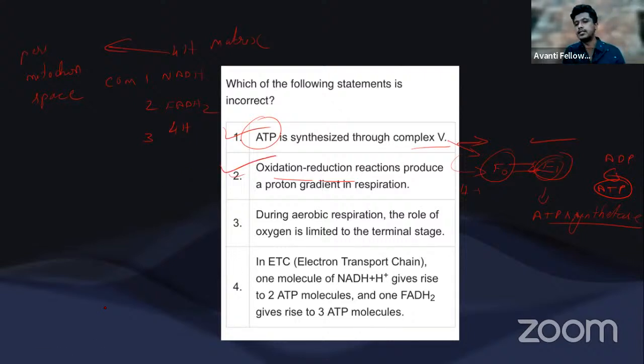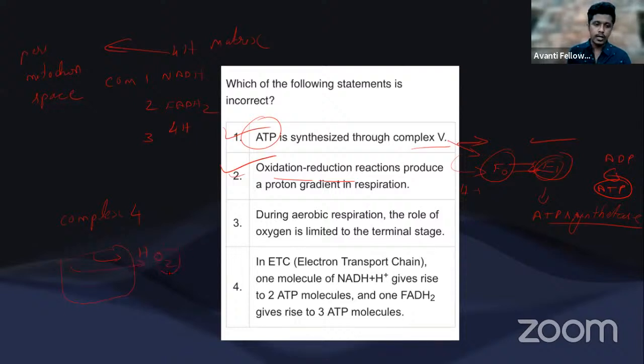And the third option, that during aerobic respiration, the role of oxygen is limited to the terminal stage. Absolutely right. So we have complex 4. And in complex 4, what happens? Here in complex 4, we have hydrogen. What it does is it donates the electrons to our oxygen.